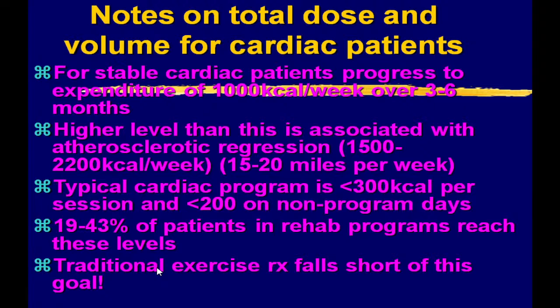Notes on the total dose and volume for cardiac patients. For a stable cardiac patient, progress to an expenditure of 1000 kilocalories per week over 3 to 6 months. A higher level than this is associated with atherosclerotic regression. It's 1500 to 2200 kilocalories per week. It's 15 to 20 miles per week.